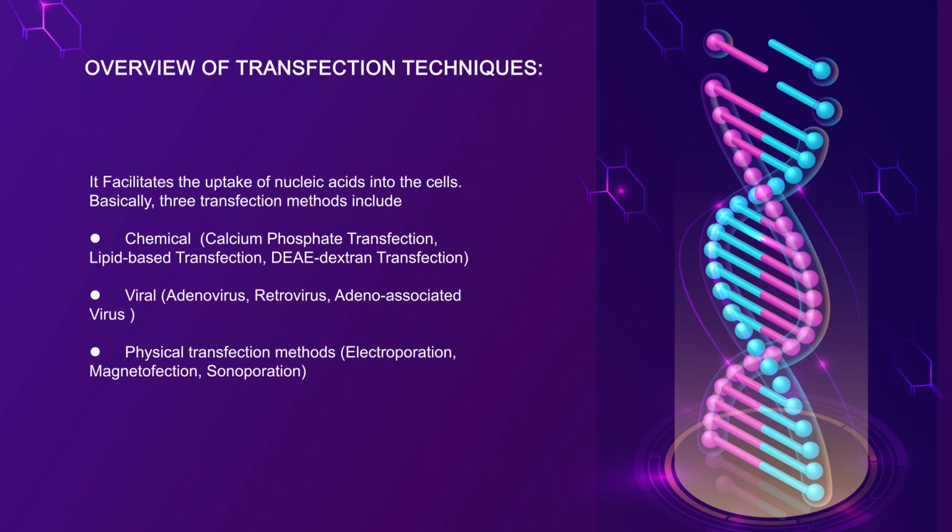Another technique is magnetofection, in which magnetic nanoparticles are complexed with DNA and directed to target cells using a magnetic field. Another example is sonoporation, in which pulsed ultrasound waves create transient membrane disruption, enabling the uptake of DNA. So, physical transfection methods offer high transfection efficiency and can be used in a wide range of cell types. However, they may cause cellular damage or require specialized equipment.